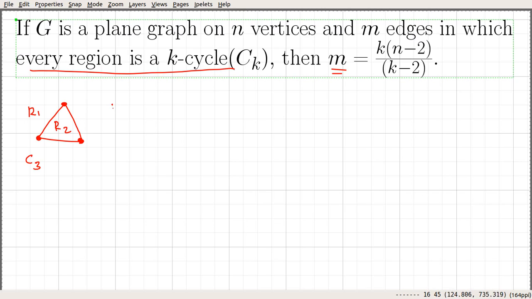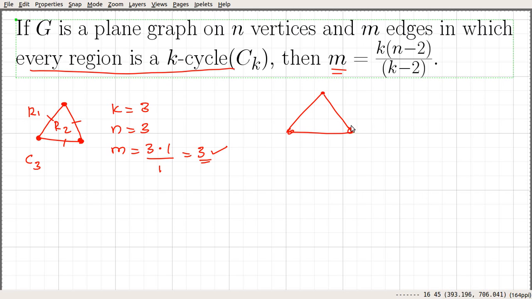So for this graph, k is equal to 3 and the number of vertices is 3. Let's find the number of edges using this equation. This will be 3 times (3 minus 2, which is 1) divided by (k minus 2, which is 1), which is equal to 3, and here we can see that this graph has 3 edges. So that equation is satisfied for this one. Let's look at another example.